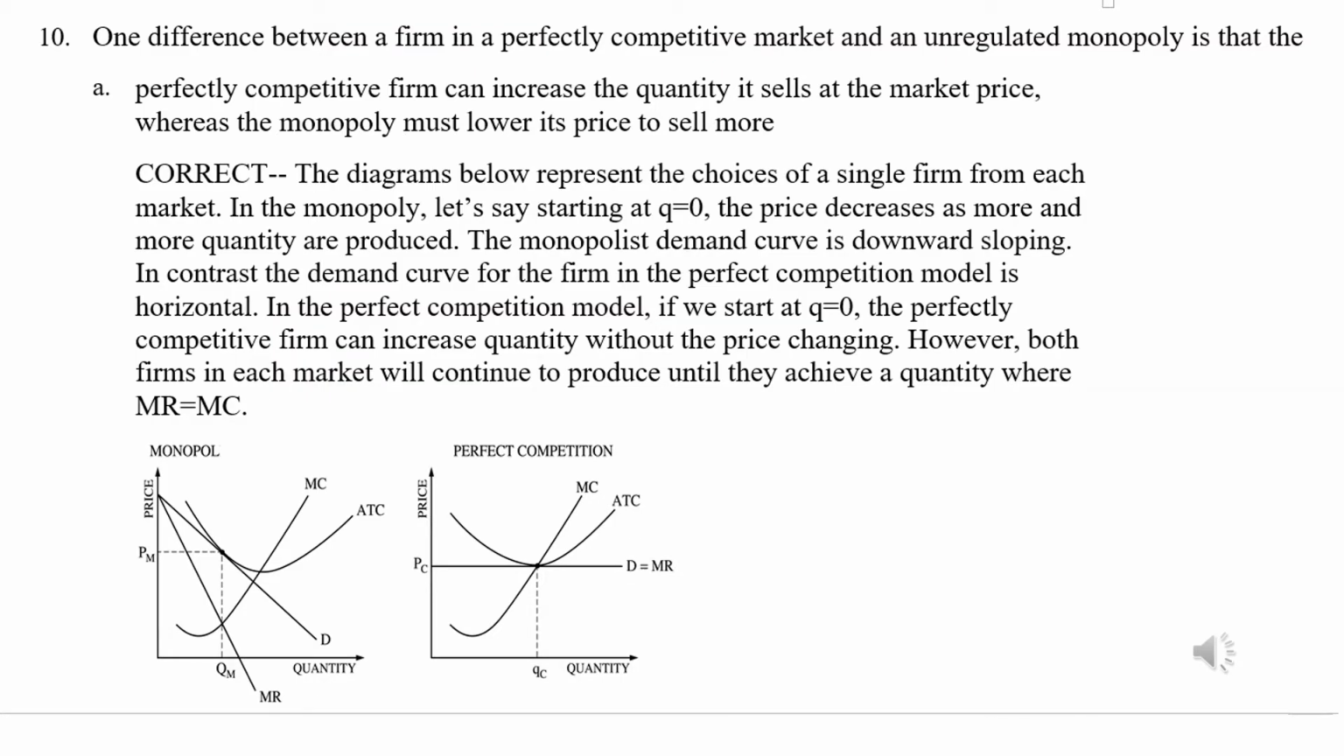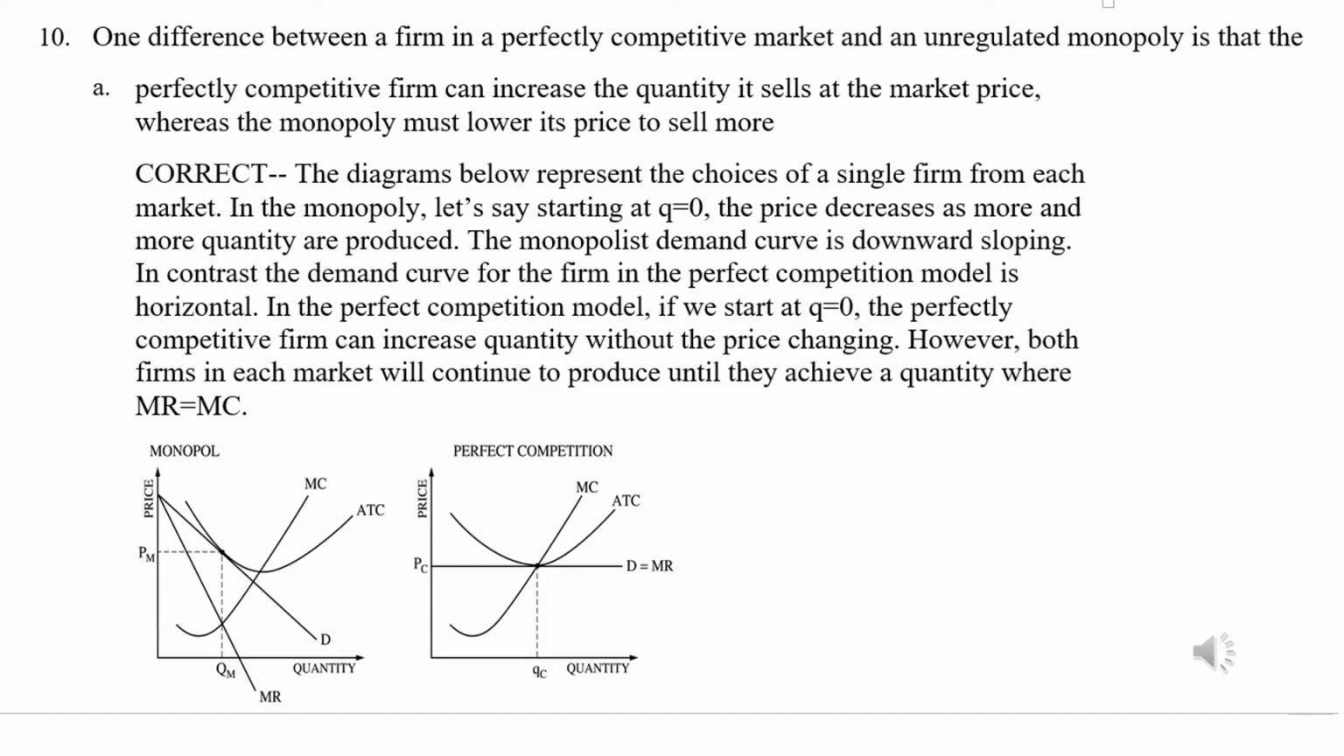Number 10. One difference between a firm in a perfectly competitive market and an unregulated monopoly is that A is correct. A perfectly competitive firm can increase the quantity it sells at the market price, whereas a monopoly must lower its price to sell more. The diagrams below represent the choices of a single firm from each market. In the monopoly, let's say starting at Q equals 0, the price decreases as more and more quantity are produced. The monopolist's demand curve is downward sloping.